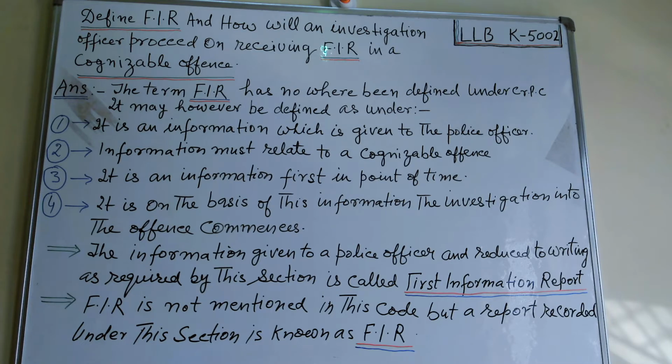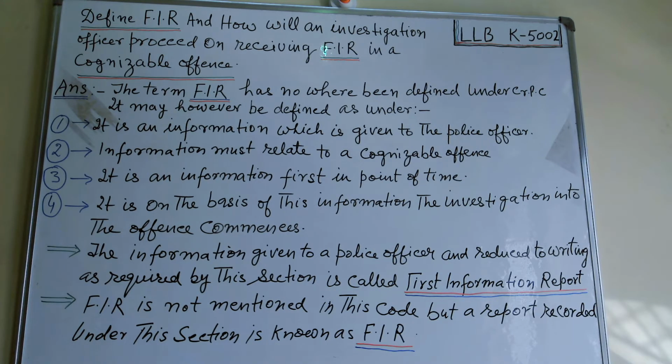First point, it is an information which is given to the police officer. Second point, information must relate to a cognizable offense. Third point, it is an information first in point of time. Fourth point, it is on the basis of this information that the investigation into the offense commences.